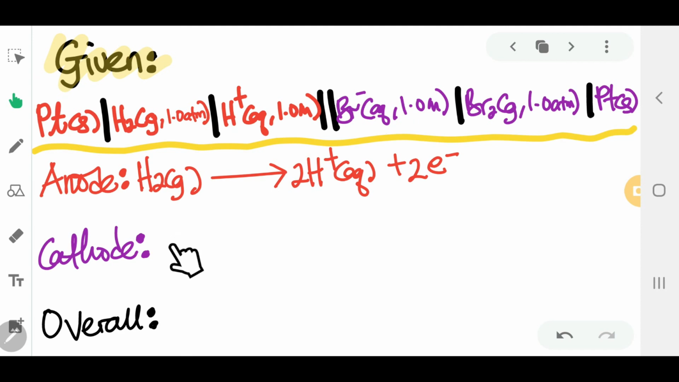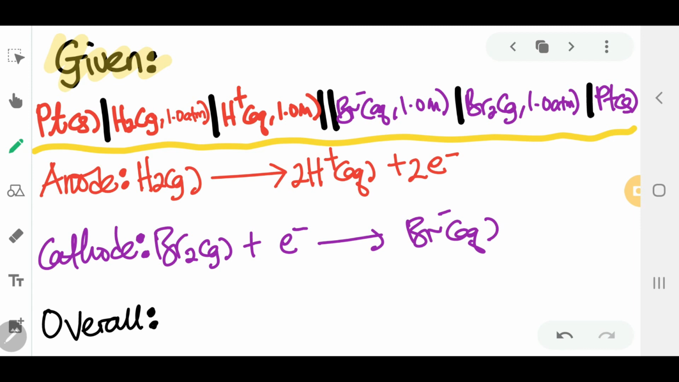What about the cathode? Cathode is the gaining of electrons. So you're going to have the Br2 gas gaining electrons, and you'll get Br minus aqueous. And to balance this, you have 2 Br over there. You're going to put 2 here and 2 there. So the overall cell reaction, you will have to cancel that. You have 2 moles of electrons on the opposite side, so you can cancel that out.